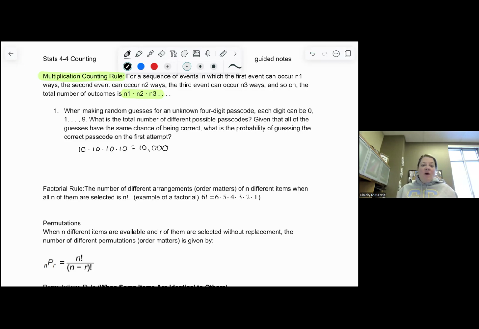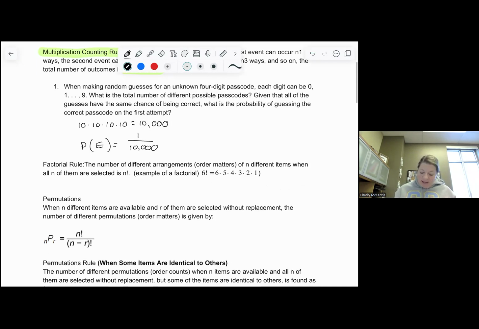Okay, given that all of the guesses have the same chance of being correct, what's the probability of guessing my passcode into my grade book? Well, that's a P for probability of getting it correct on your first try. I'll just call it this event so I don't have to write it all the way out. There's only one correct passcode out of the 10,000. So you can see how it's handy to use a counting principle to count up things for the denominator on a lot of these. Now you'll use it some for a numerator as well, but the majority will be on your denominator.